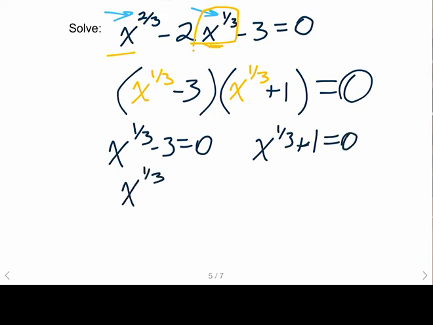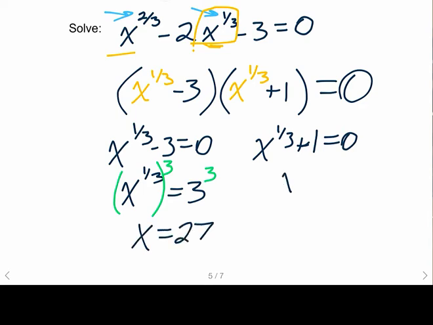The first equation is going to give me x^(1/3) = 3. Now, it may be tempting to say that x is the cube root of 3, but remember we want to isolate x, which means we need the exponent to be 1. So I need to actually cube both sides. You see that x^(1/3) represents a cube root. So the cube root of x is equal to 3. That's going to give me that x = 27.